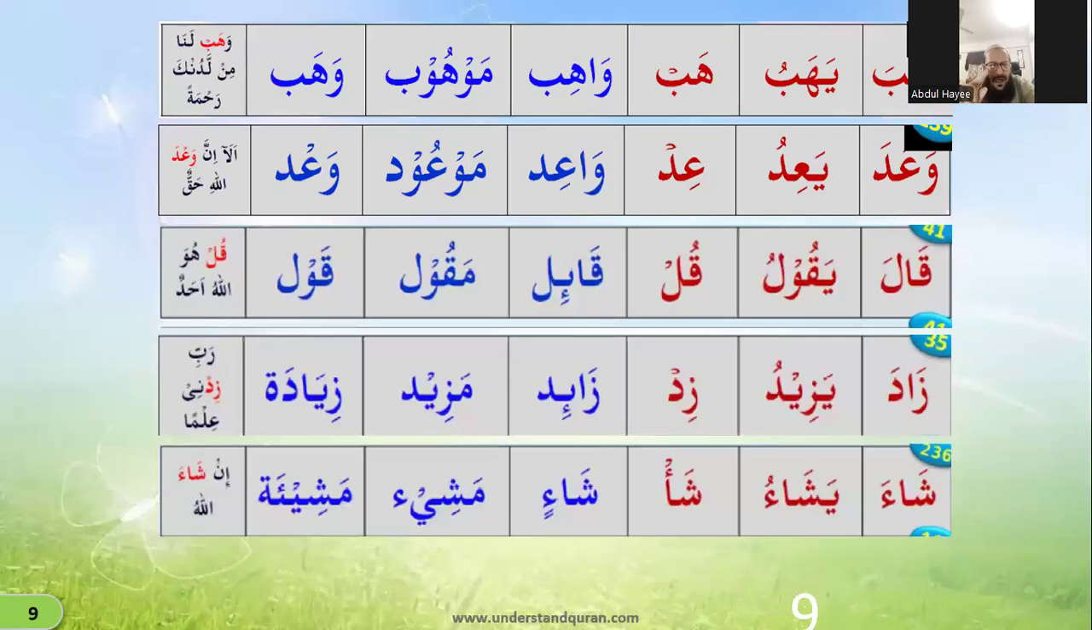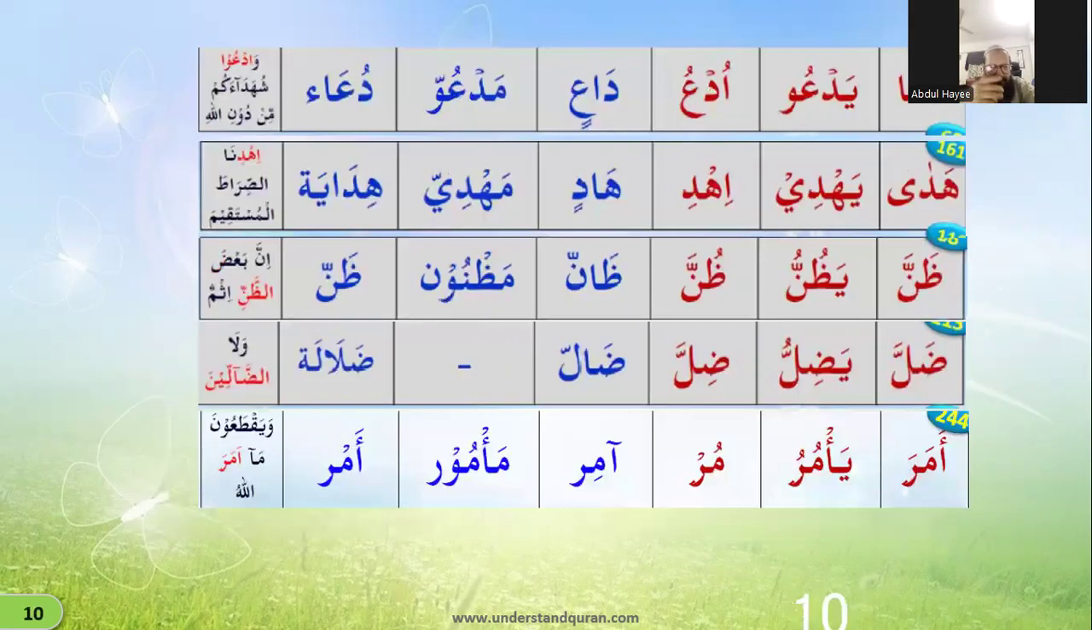Wahabun, wahaban, wahabin. Al-wahibu, al-wahaba, al-wahab. Wahabuna, wahabina. You can make al-wahabuna, al-wahabina. This is the table of the Fa'il, Maf'ul, Fi'l. Okay. Hada, yahdi, ihdi, hadin, mahdun, hudan, hadaya. Zanna, yazunnu, zunna, zanun, mazunun, zannun. Dalla, yadillu, dalla, dalun, dalalatun. Amara, yamaru, mur, amirun, ma'murun, amrun.